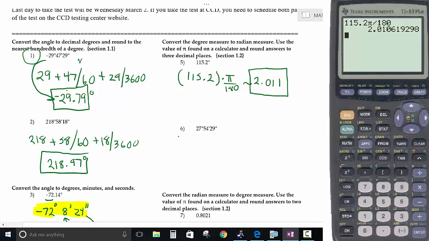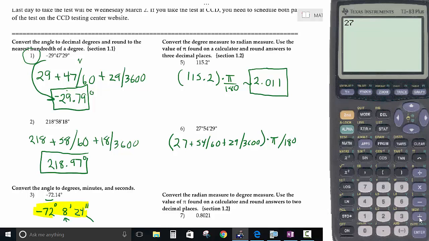Okay, the next problem you do this way if you want to. You could just say, in parentheses, 27 plus 54 over 60 plus 29 over 3600. Close the parentheses. That way it converts that to decimal degrees. Then multiply by pi over 180. And you can go to the calculator like that. Okay, so 27 plus 54 out of 60 plus 29 out of 3600.